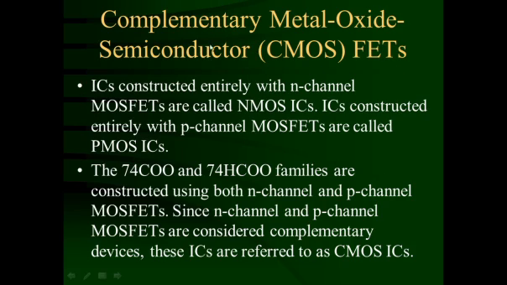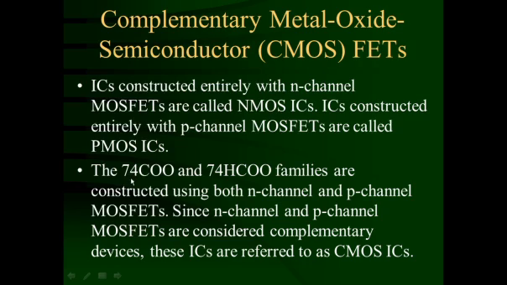Now the third type: complementary metal oxide semiconductor field effect transistor. ICs constructed entirely with N channel MOSFETs are called NMOS ICs. ICs constructed entirely with P channel MOSFETs are called PMOS ICs. The 74C00 and 74HC00 families are constructed using both N channel and P channel MOSFETs. Since the N channel and P channel MOSFETs are considered complementary devices, these ICs are referred to as CMOS ICs.